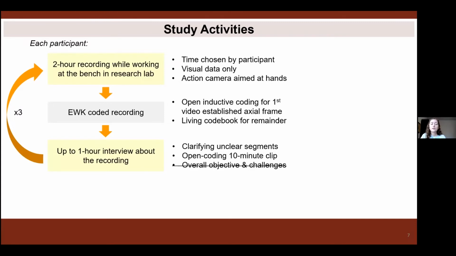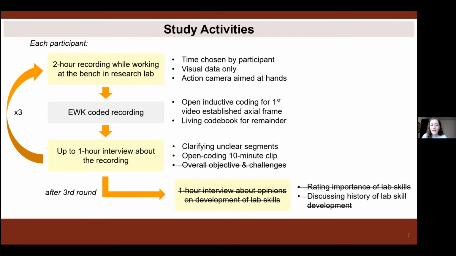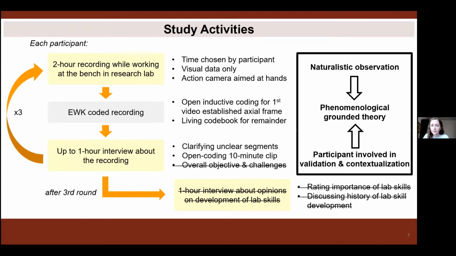They did this process several times. And then at the very end, we also had an interview, which again, I'm not going into today, would be happy to talk about further in the future, where we talked about how they developed those skills. So overall, what I'm going for here is using both a naturalistic observation approach, but also using the participants as a validation strategy for this phenomenology.